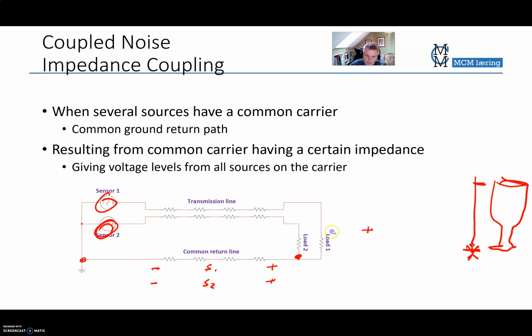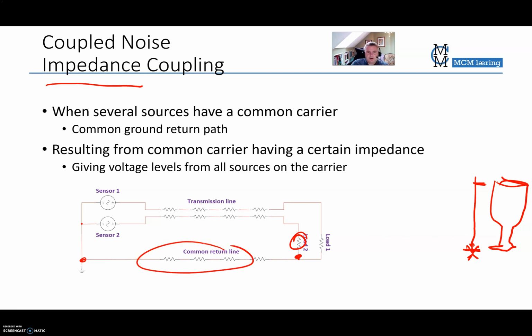Of course, the main signal in load number 1 will come from source number 1, and the main signal in load number 2 will come from source number 2, but some of the signal will transfer from one transmission line to the other. And thus we have so-called impedance coupling, which comes from the fact that we have one common return path, and this return path has a line impedance.